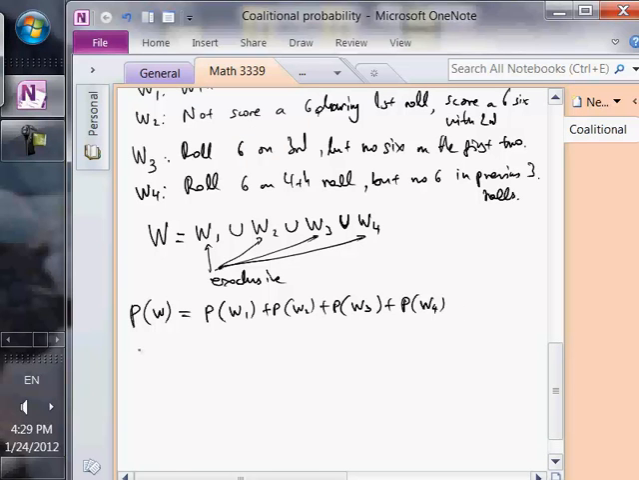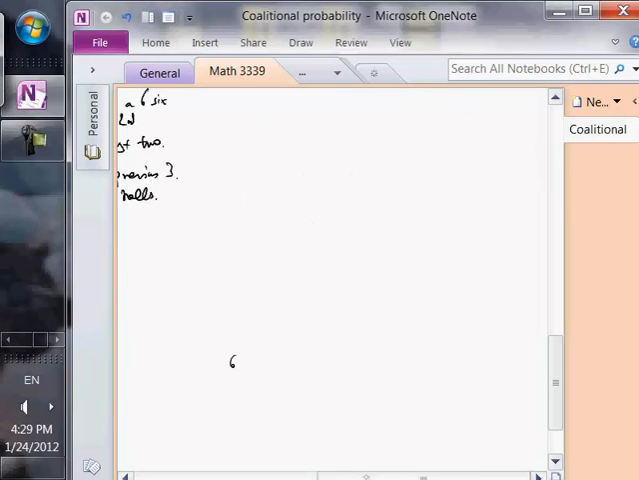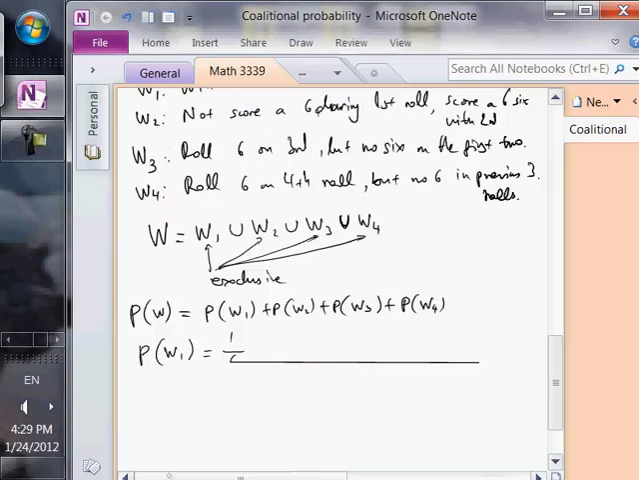Now, what is the probability of W1? 1 over 6, okay? The die has 6 sides. Well, you have one attempt, so it is 1 over 6. Oops. That was a long 6 here.